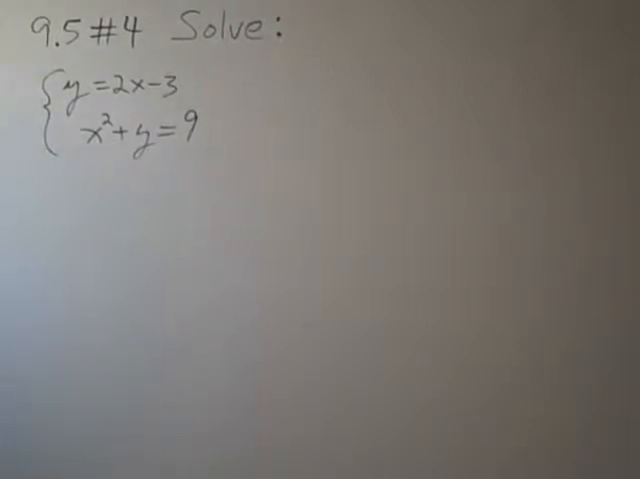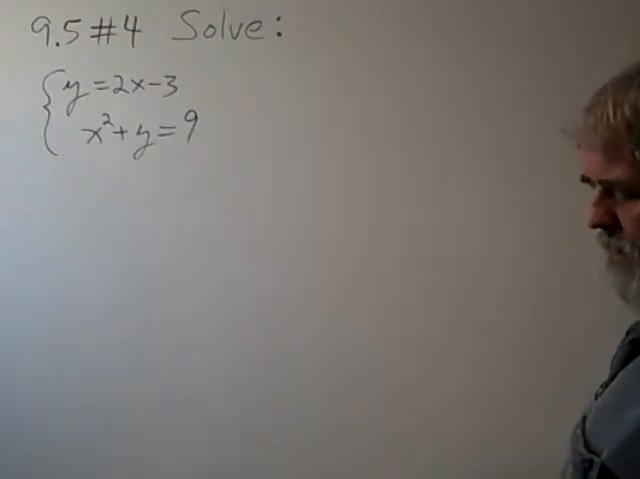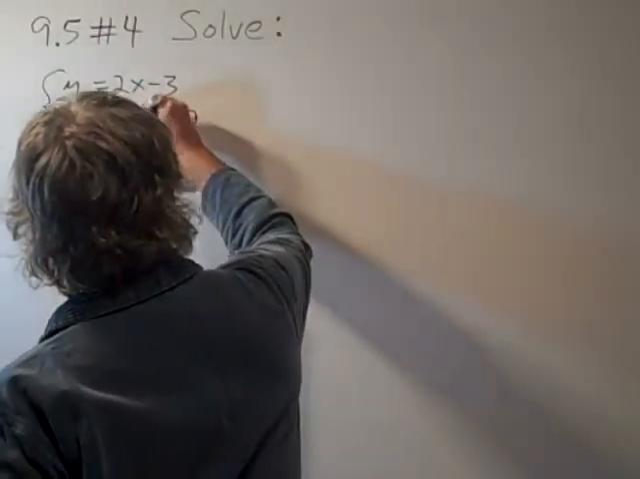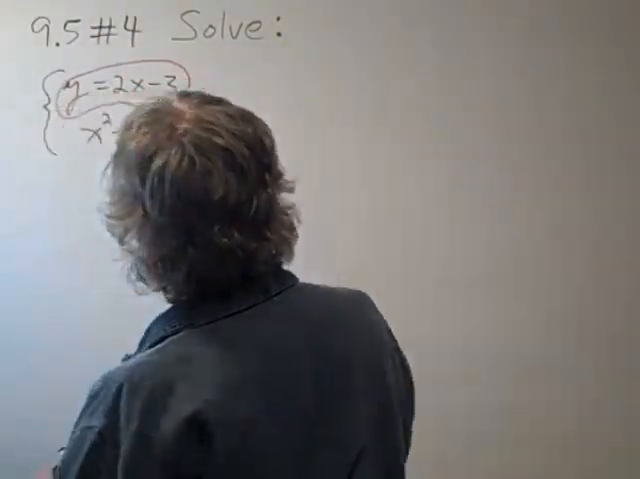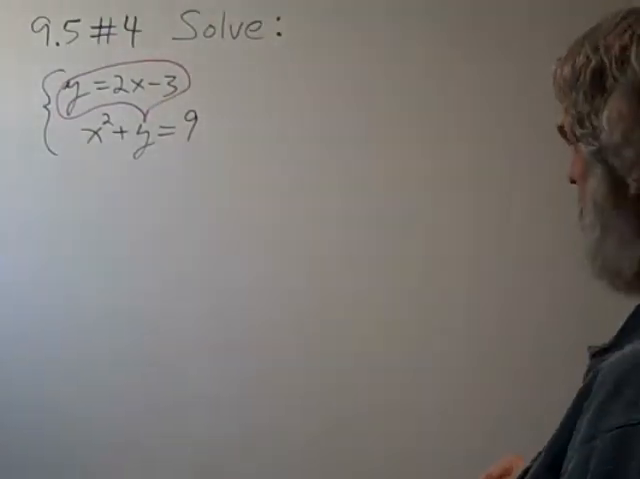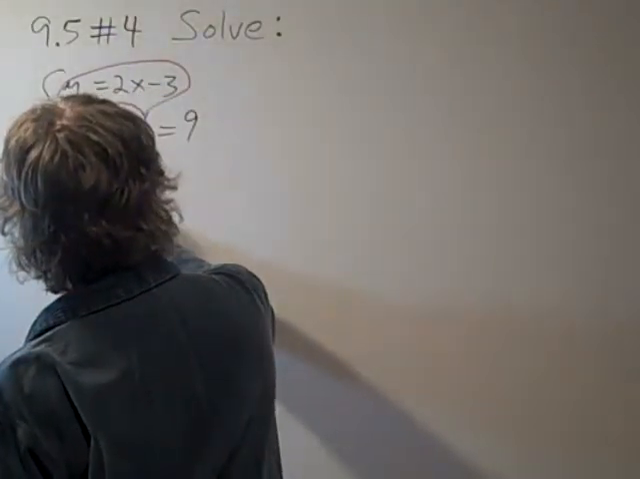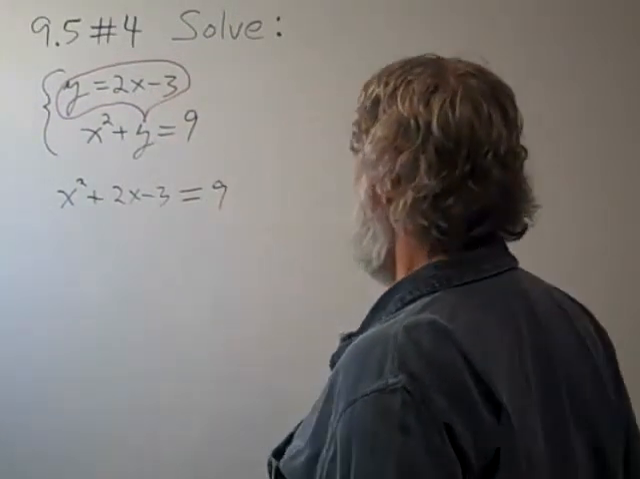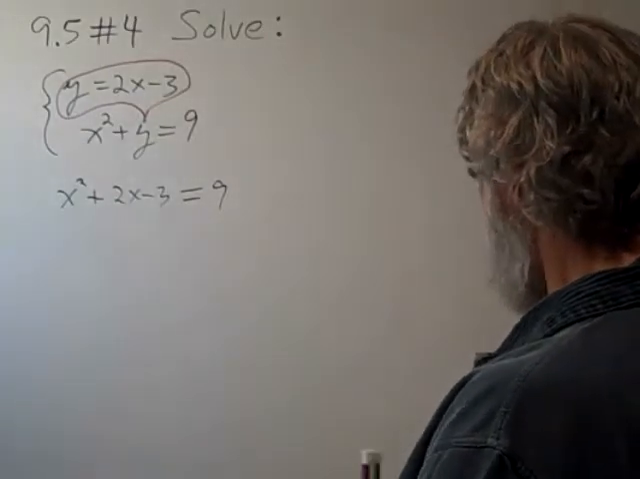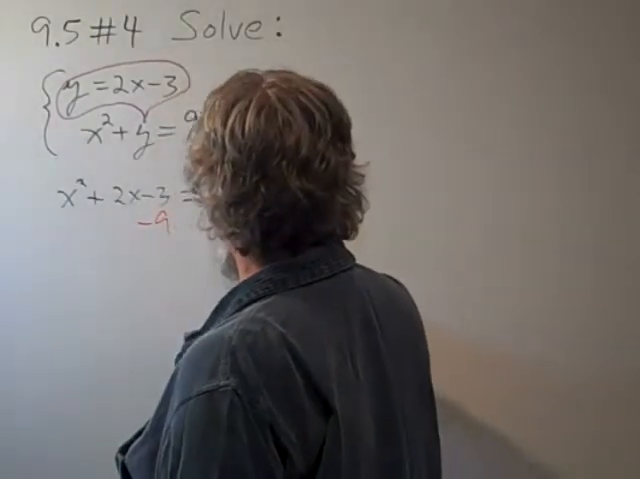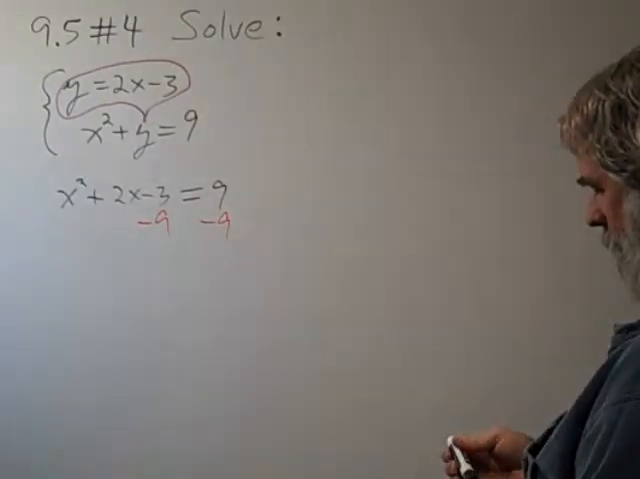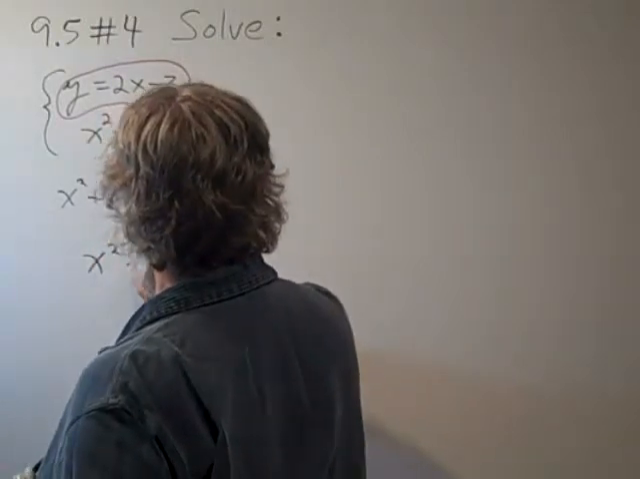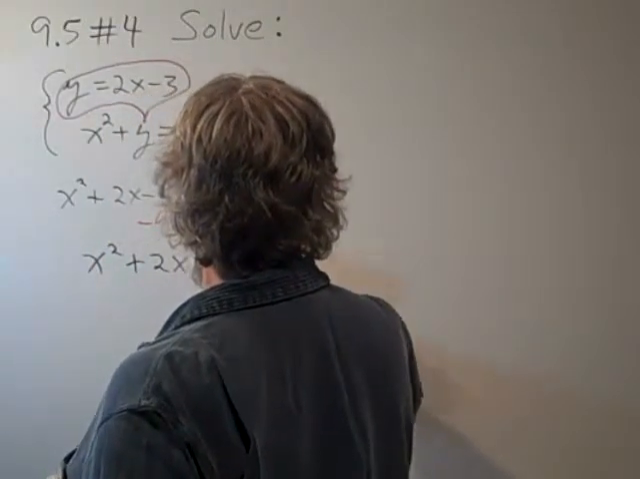To solve this system of nonlinear equations, the intersection of a line with a parabola, we'll substitute the value for y given in the first equation into the second equation, which then becomes x squared plus y, but y is 2x minus 3, equals 9. If we subtract 9 from each side of this equation, we get x squared plus 2x minus 12 equals 0.